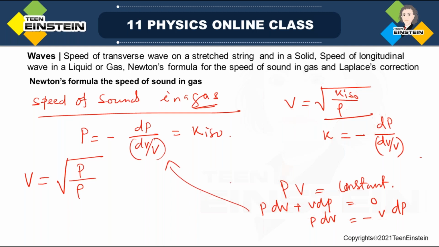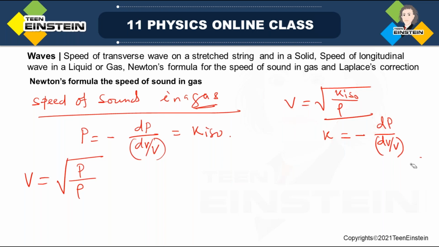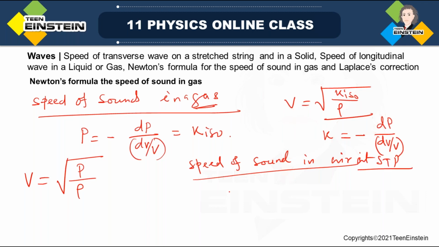According to Newton's formula, if we find the speed of sound in air at STP, standard pressure and temperature, what do we get? The standard pressure is 1.013 times 10 to the power 5 Newton per meter square.